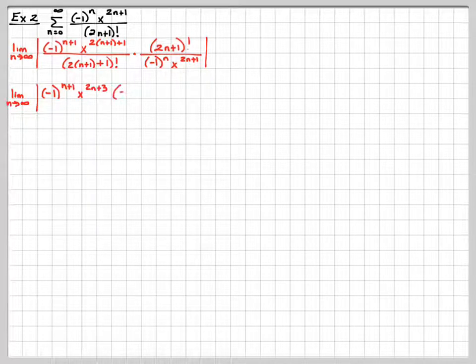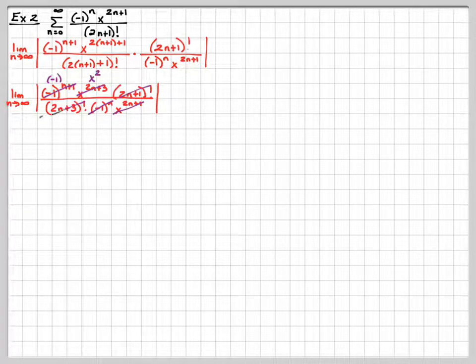So simplifying, we should get negative 1 to the n plus 1, x to the 2n plus 3, times 2n plus 1 factorial, all over 2n plus 3 factorial, times negative 1 to the n, x to the 2n plus 1. Now let's cancel. Negative 1 to the n and negative 1 to the n plus 1 cancel, the x's cancel, and the factorials cancel, leaving 2n plus 3 times 2n plus 2 in the denominator.